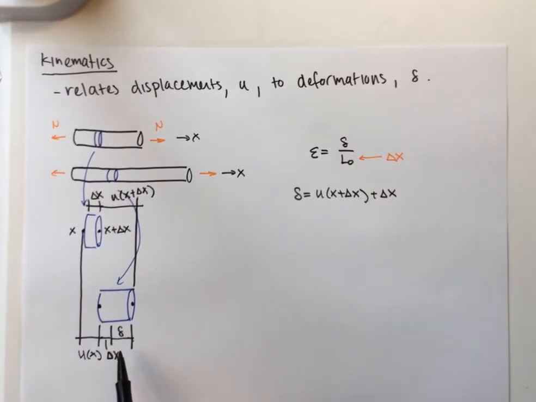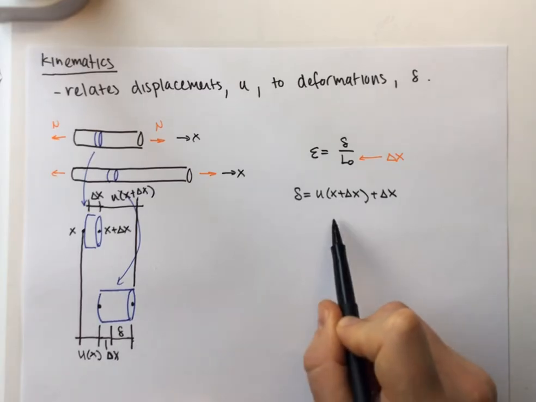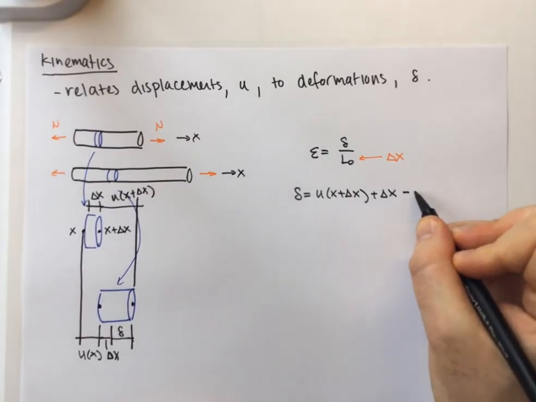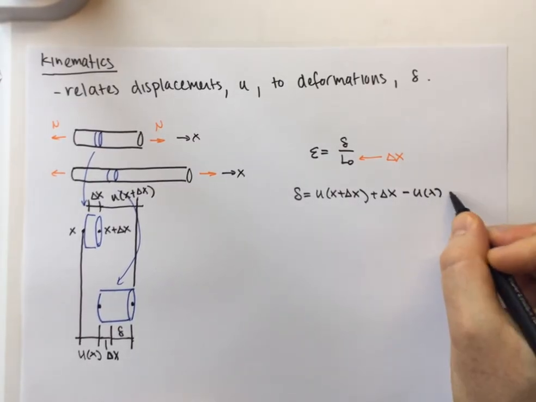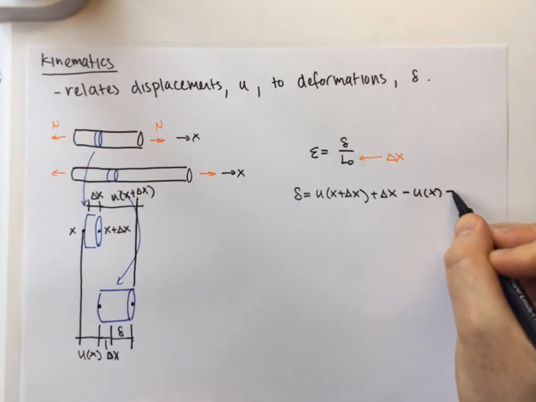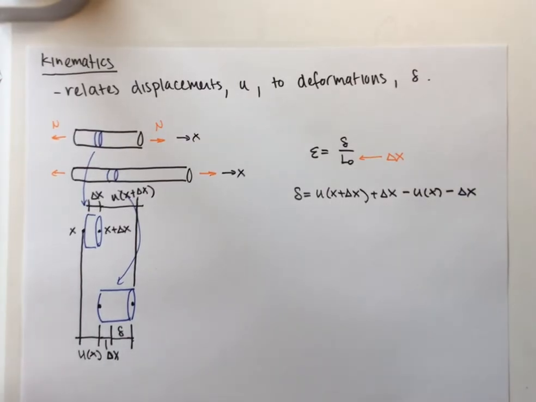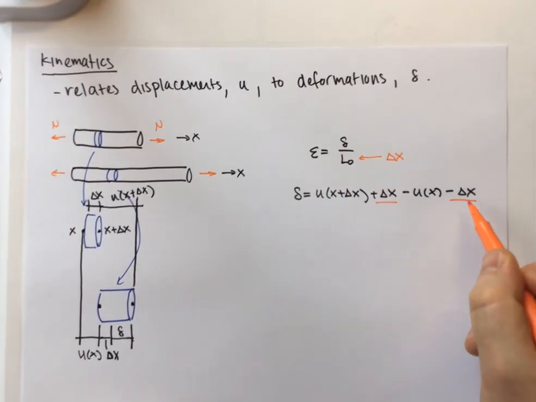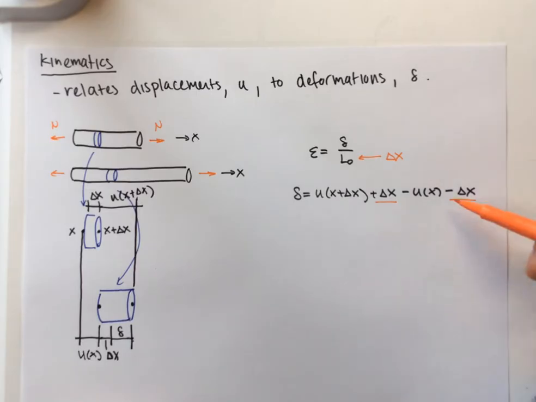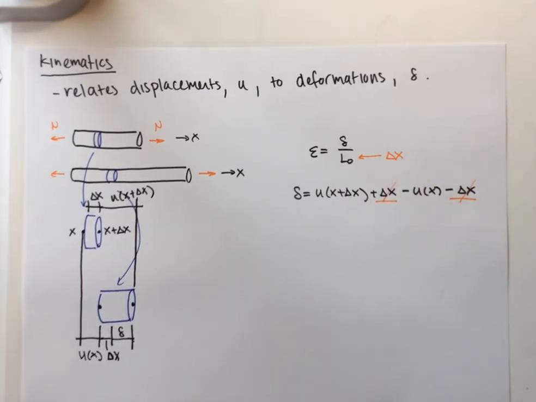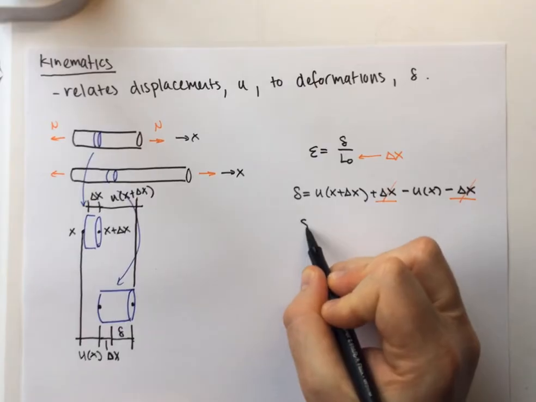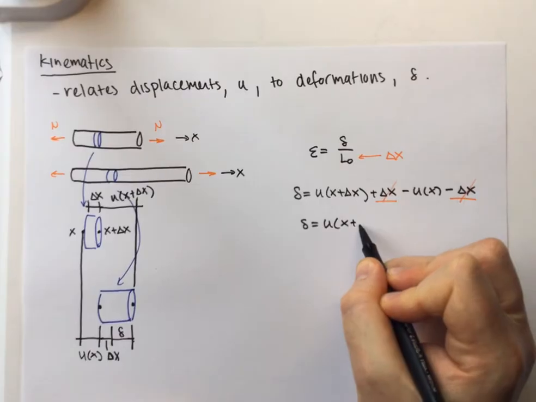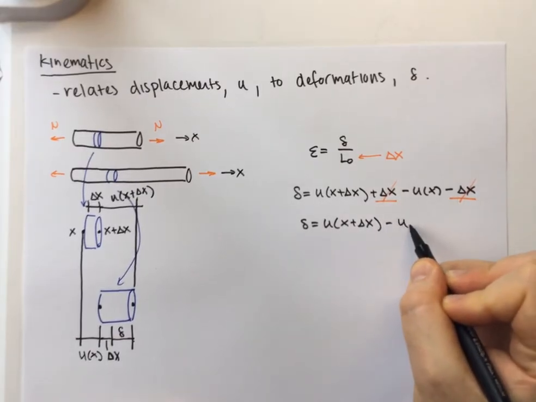And if we want to know what delta is down at the bottom here, all we need to do is take that length and subtract off the other two pieces. So that's going to be minus u of x. That's an x, sorry. And we're going to subtract another delta x. So you can see that if we take these guys together, that's a plus delta x, that's a minus delta x, and we can cross those guys off. And what we're left with is that the deformation of our little slice is equal to u at x plus delta x minus u at x.